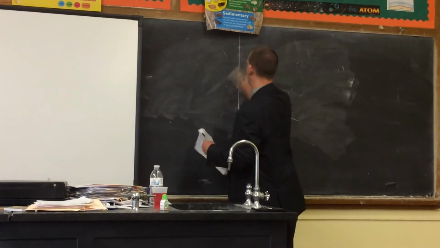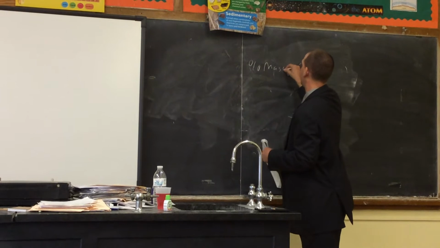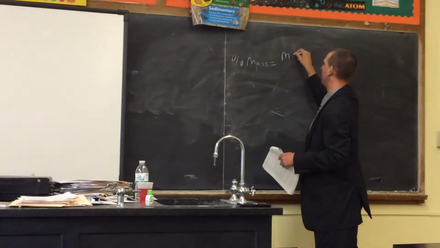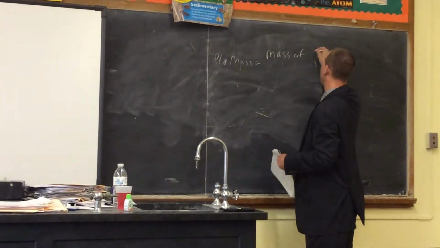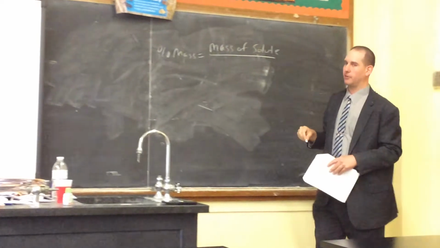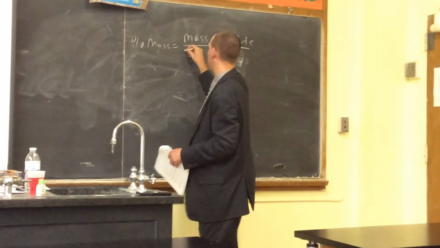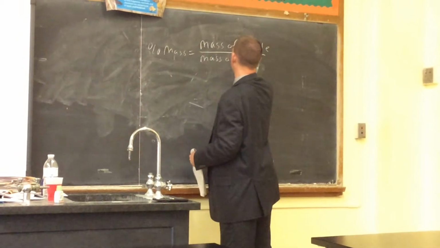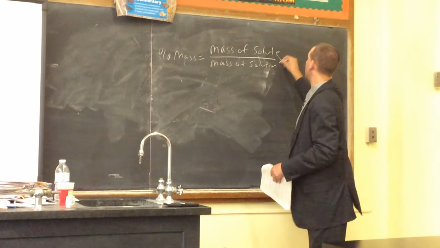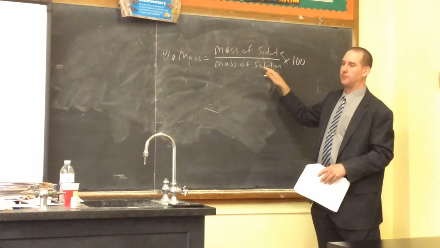So the formula is for percent mass. Okay, again, it's mass of part, but the part is the solute. Mass of solute. That's our part this time. And the whole is the solution, right? So it's mass over mass of solution times 100. Okay, so it's not mass of solvent, it's mass of solution.